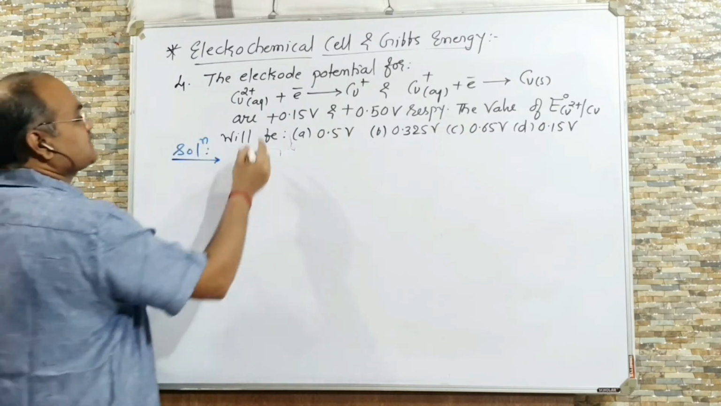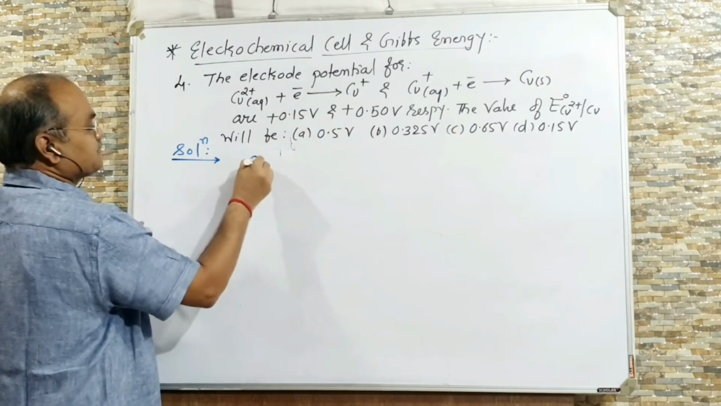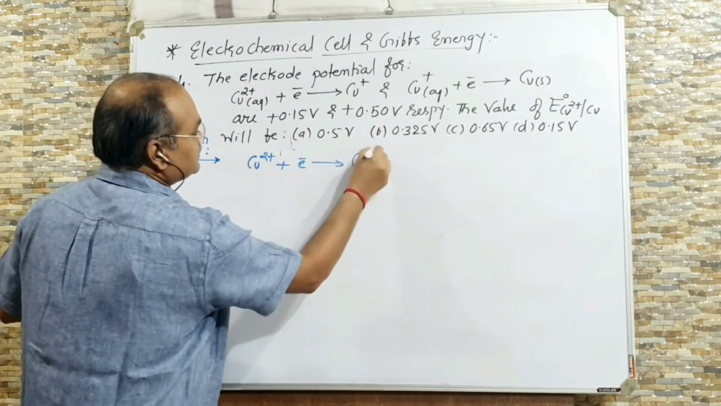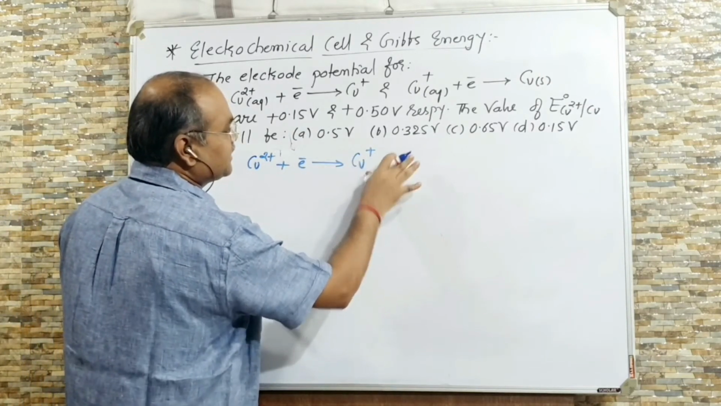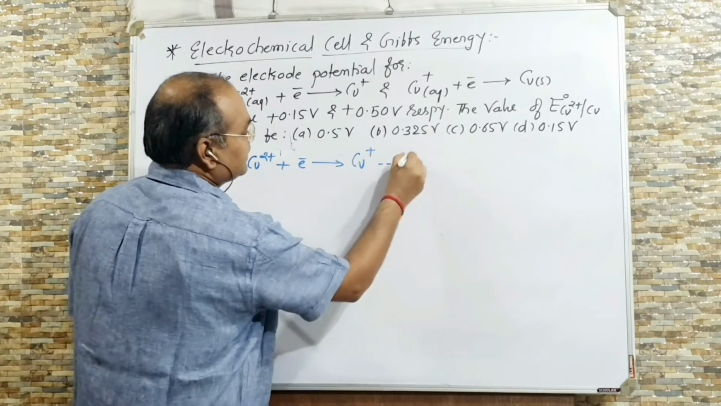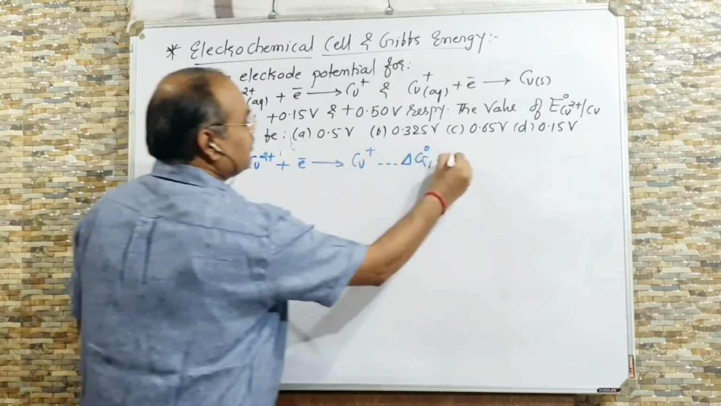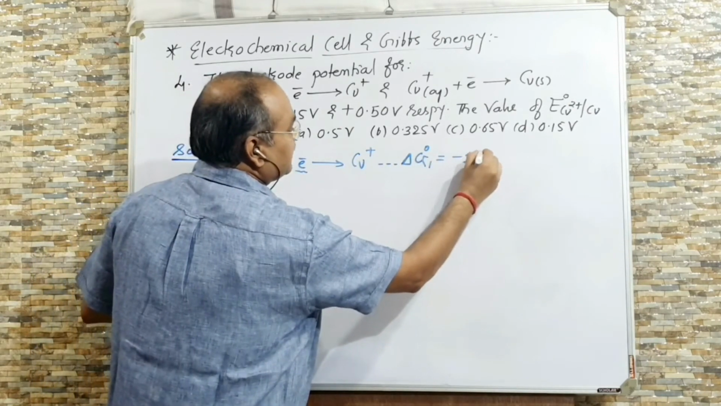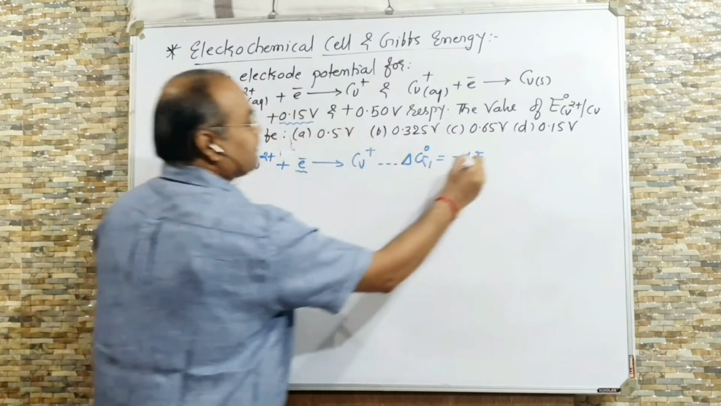Solution. Let us see. First is Cu2 plus electron gives Cu plus. Just for your understanding, I am writing in detail. Otherwise, I can write the answer directly. This will be delta G01. Delta G01 will be minus N, N is 1, F, and cell potential is 0.15 volt.